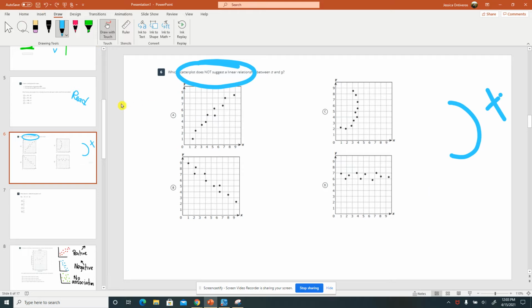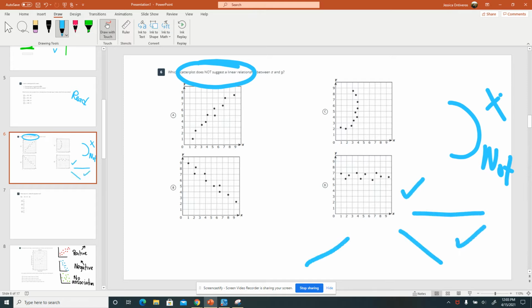Hold on. If it's a curve, it's not linear, right? If it goes in a straight line, linear. If it goes like that, linear. If it goes like that, linear. Okay? But I do not accept curves as linear relationships.